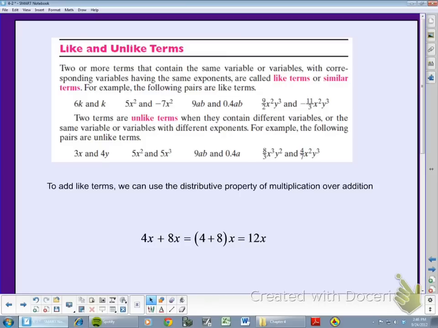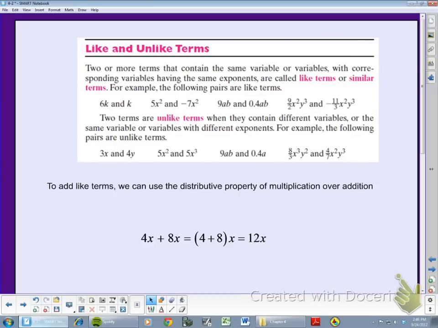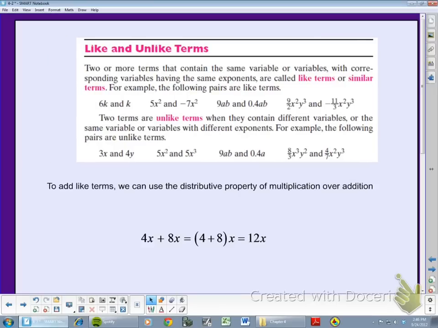Okay, another piece of vocabulary is like and unlike terms. So 2 or more terms that contain the same variable or variables, so it can be 1 or more, with corresponding variables having the same exponent are like terms. So let's just give you an example of like terms. Like 6k and k are like terms because they have a k and the k is raised to the first power.